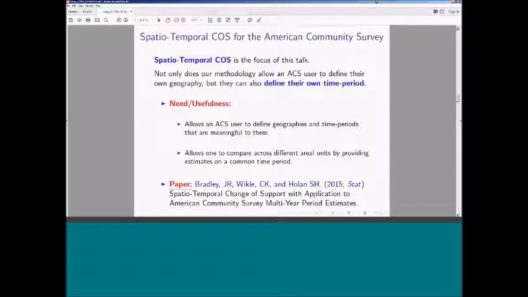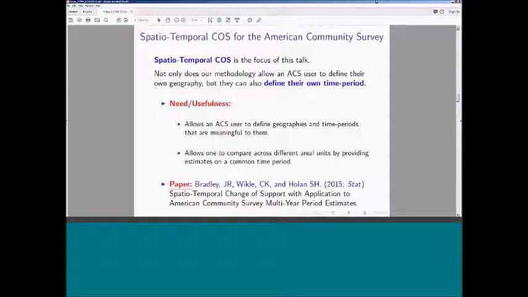The next thing that we did is space-time change of support. The literature for spatial change of support is, by comparison, significantly more mature than for space-time change of support, but we wanted to do something where you could change the support both in space and time. This allows people to define their own time period. So you could even conceive of having estimates on periods that don't coincide with tabulations that the Census Bureau releases. So if you wanted to have a 4-year period estimate, you could do that, even though that's not a data product that's currently supported by the ACS.